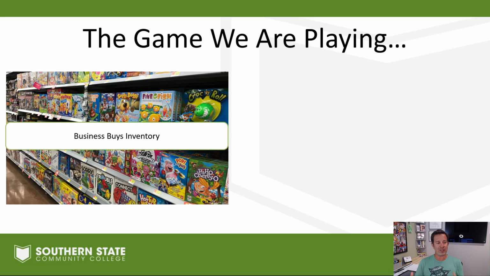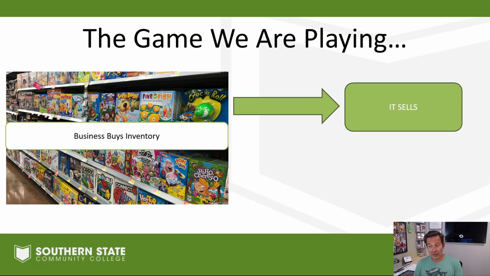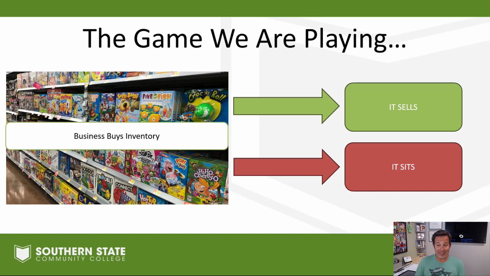We have a cost in inventory. Inventory is sitting there on the shelf. And inventory kind of has two states that it can exist in. It can sell or it can sit, right? We buy inventory. In this case, we buy board games. We sit them on the shelf. Those board games can either sell and leave the store, or they can sit. If they sell, it becomes cost of goods sold. It becomes an expense. If they sit, well, they're just sitting in ending inventory. It never leaves that inventory balance.